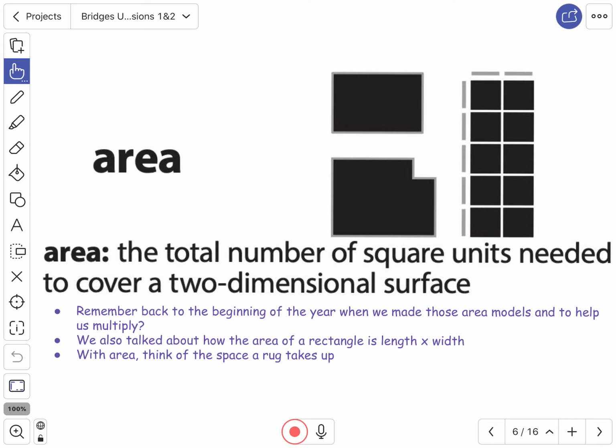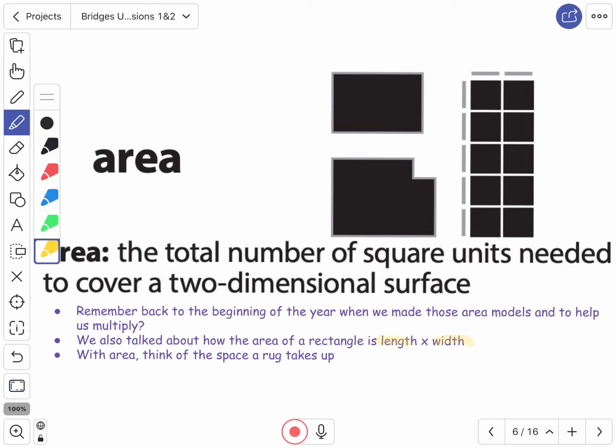Okay, so here is area. All right, so area is the total number of square units needed to cover a 2-dimensional surface. So remember back at the beginning of the school year when we made those area models to help us multiply? We also talked about how the area of a rectangle is length times width, okay? Length times the width, okay?